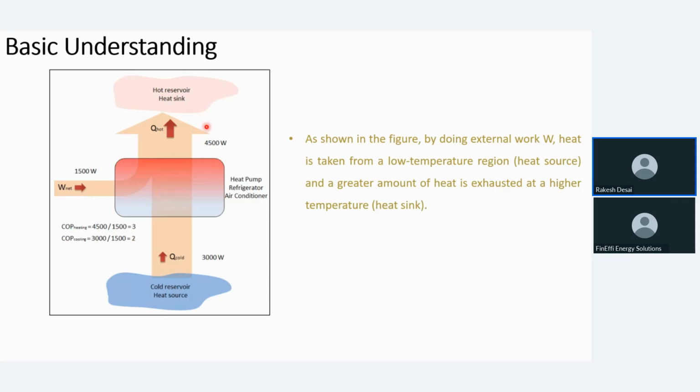In terms of COP, the heating cycle COP would be 4500 divided by 1500, that is 3, and the cooling cycle COP will be 3000 divided by 1500, that is 2. So generally, heat pump COP is defined based on the heating cycle. When we say that the COP of the heat pump is 3, it means that the hot energy generation would be 3 times the input energy.